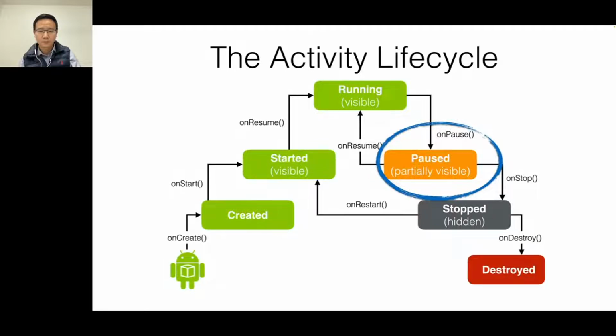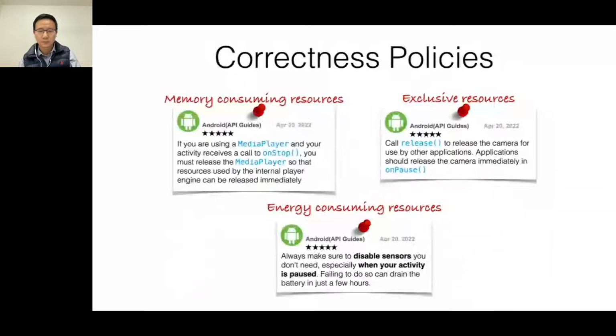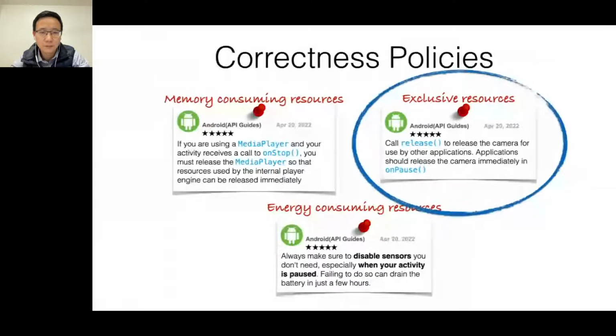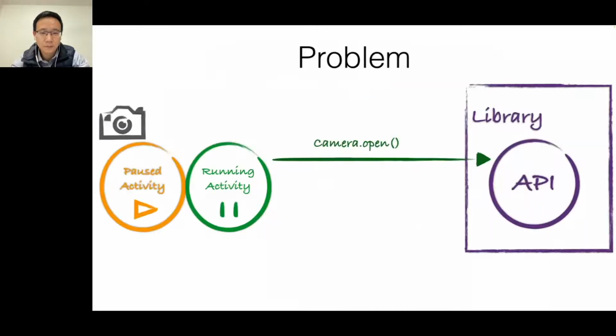In the Android documentation, we can find many policies that specify how to use APIs. In this slide, I just reported 3 examples of policies that explain how to use APIs to avoid waste of resources. For example, the Android documentation specifies that an activity, when paused, must release the camera so that other apps can use it. If these policies are not met, we may experience problems.